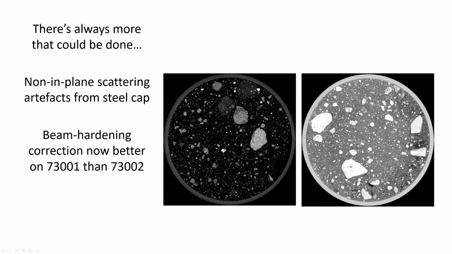Another thing to keep in mind is that our beam hardening correction on the new scan is actually better than it was on the first scan. If we really contrast up the first scan of 73002, we can see that the outer part of the metal is a bit darker than the inner part, and this clast of the same material is a little bit darker in the outer than the inner. So a very, very slight overcorrection, not as bad as it was for 73001, but there's a little bit of an issue there as well.